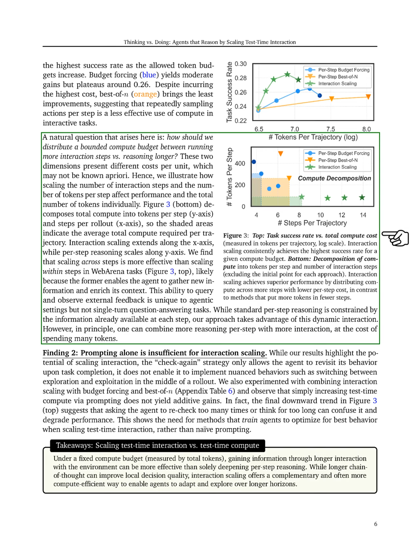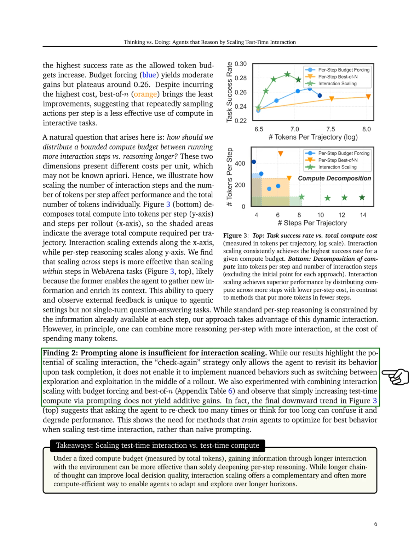Our analysis shows that scaling interaction steps is more effective than scaling reasoning within steps, particularly in tasks that allow for gathering new information. Our second finding is that simply prompting the agent is not enough for effective interaction scaling. The check again strategy only allows the agent to reassess its behavior after completing a task, limiting its ability to switch between exploration and exploitation during a rollout.